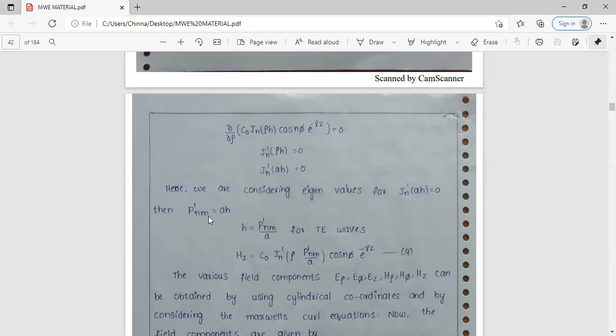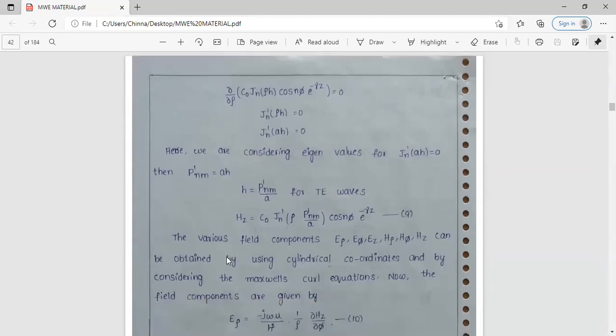Then p'nm is equal to ha. So h is equal to p'nm by a for TE waves. For TE waves, h is the eigenvalue representation, p'nm by a, which will be considered. So you can substitute the h value in the above expression. Hz is equal to C0 into Jn' of ρh should be here. So in ρh's place we can substitute the h value here, into cos nφ e^(−γz). That is the equation number 9.